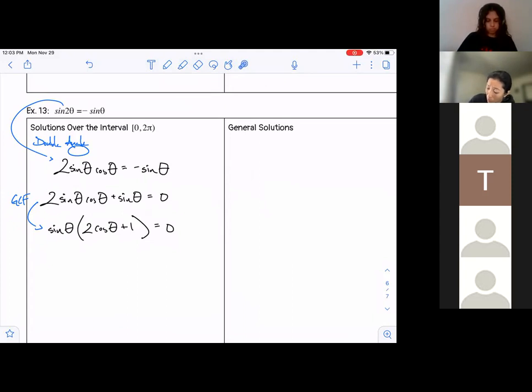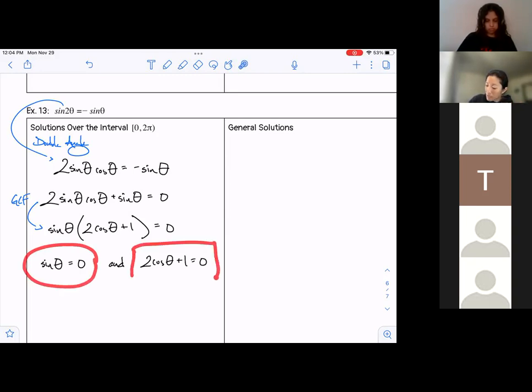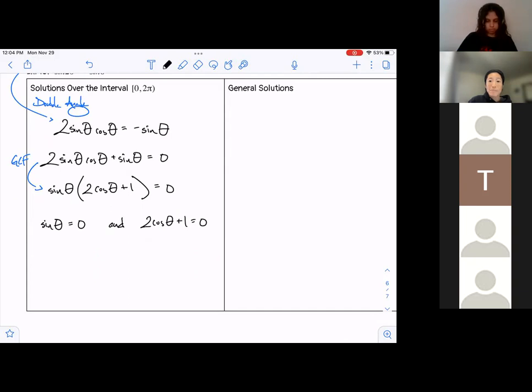So in particular, once we've broken this down and we write our mini equations, we get sine theta equals 0. And separately, we get 2 cosine theta plus 1 equals 0. Now, this mini equation only has sine, whereas this mini equation only has cosine. So we're actually good to go. All right. So we don't always have to change everything to be the same trig function. As long as at the end we can somehow separate them, then that's actually okay.